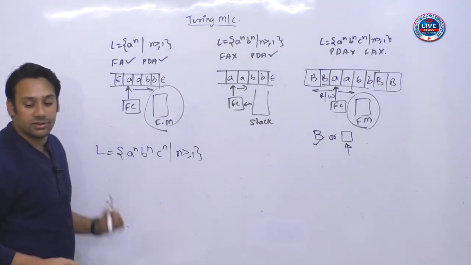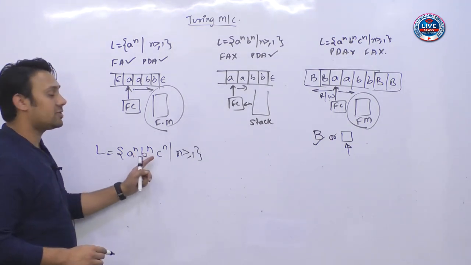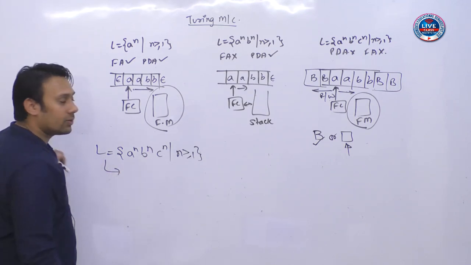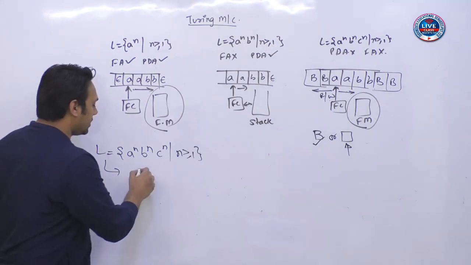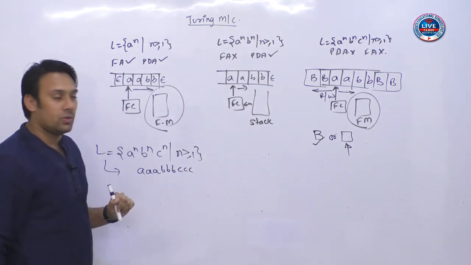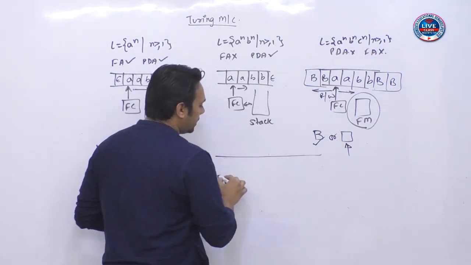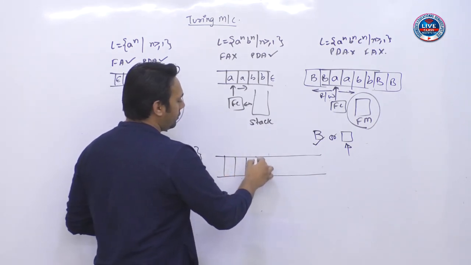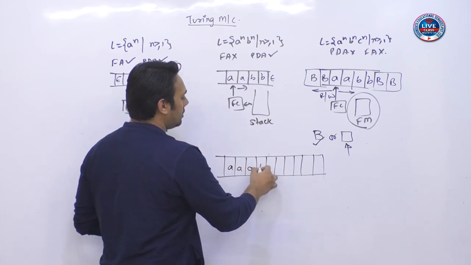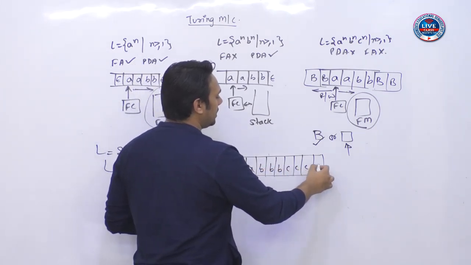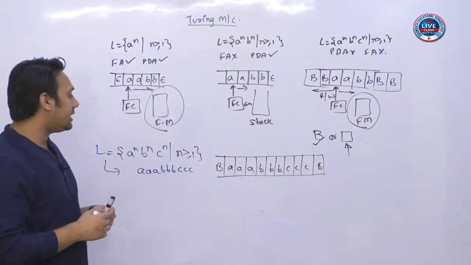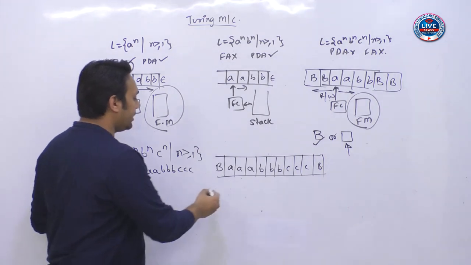So here the language is a raised power n, b raised power n, c raised power n, such that n is greater than or equal to 1. If I take any random string present in this language, let us suppose the string is a, b, b, b, c, c, c. I can load this string on the tape. This is your tape. I load the string, and this is the blank symbol. Now I can take my read write head. This is your read and write head.